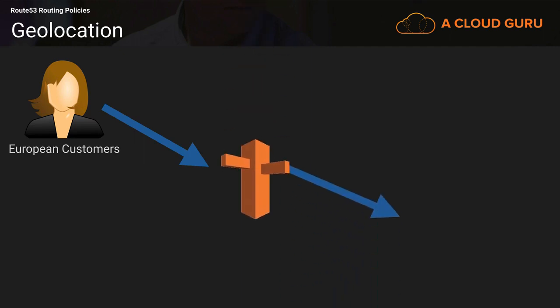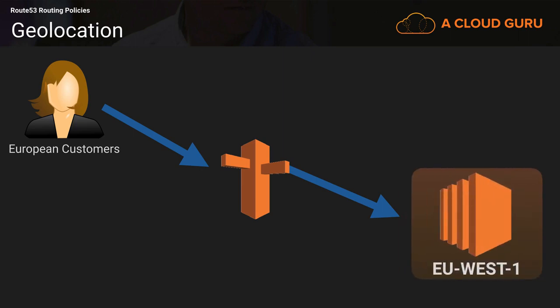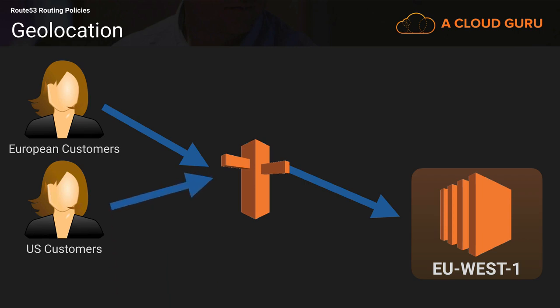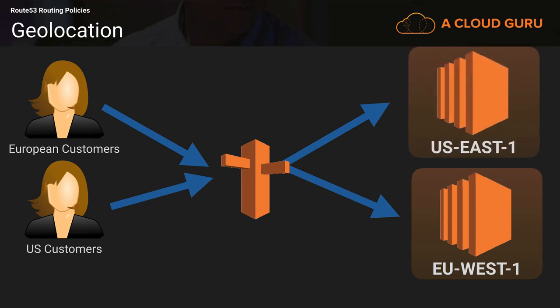So how does it work? You've got your European customers, they make a request to your website through Route 53. Route 53 determines where that user is, and then it will direct them to EU West 1. You've then got your US customers, they're connecting into Route 53. Route 53 then determines that they're from America, and it's going to send them to US East 1. So let's go ahead and configure this in the AWS console.